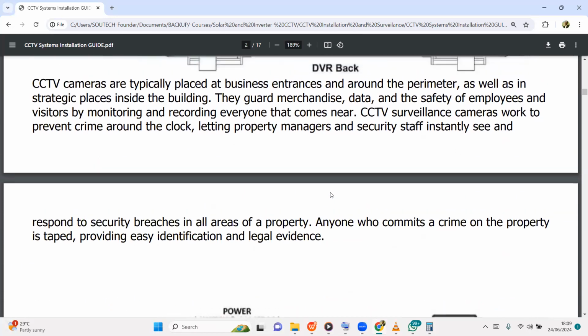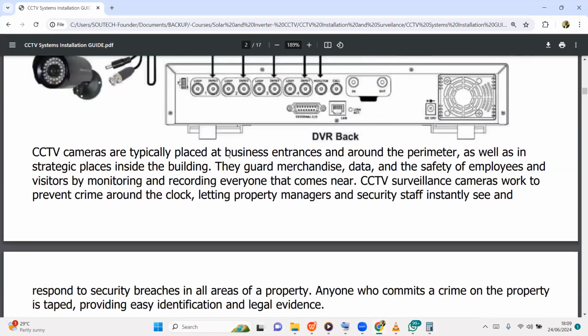Understand that CCTV cameras normally will be placed at business entrances and around the perimeter. We're also going to look at how we can plan our installation, because you don't just install CCTV cameras, since sometimes you might have what we call blind spots, right? You might have blind spots.